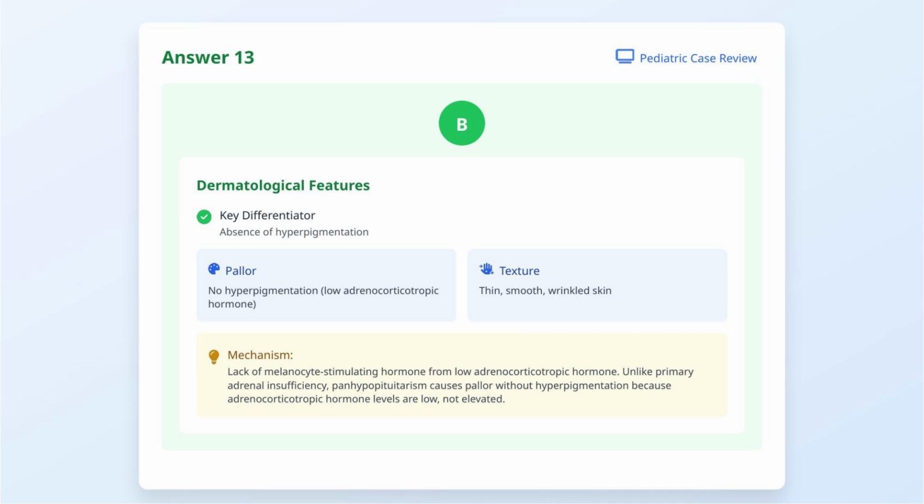Unlike primary adrenal insufficiency, panhypopituitarism causes pallor without hyperpigmentation because adrenocorticotropic hormone levels are low. The skin appears thin, smooth, and finely wrinkled. This absence of hyperpigmentation occurs because melanocyte-stimulating hormone, which shares precursors with adrenocorticotropic hormone, is not elevated. Recognizing this difference helps distinguish between pituitary and adrenal causes.